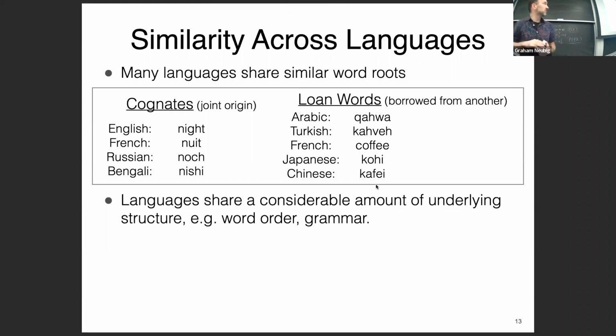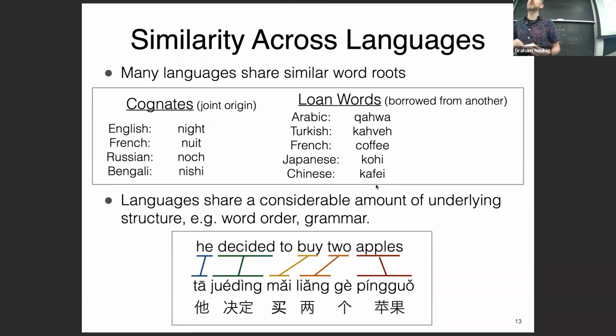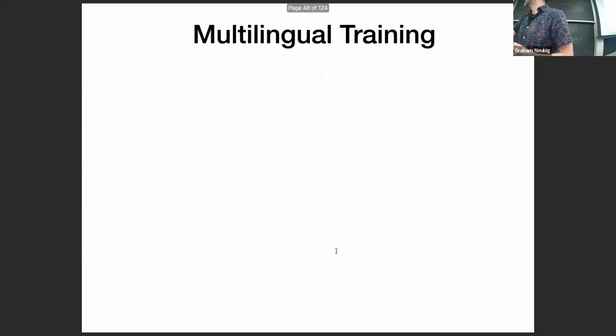Another thing is many languages share a considerable amount of underlying structure, like word order and grammar. So even if the languages are very different, like English and Chinese, you can see that basically the structure is pretty similar with some differences. Like there's no "to" in Chinese here, and this is a counter that you put after numbers in Chinese, which doesn't exist in English. But other than that, these sentences are nearly the same in structure. And it's similar between, for example, Japanese and Turkish, or Japanese and Korean. So lots of shared stuff.